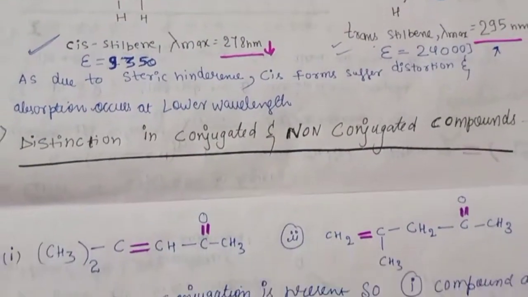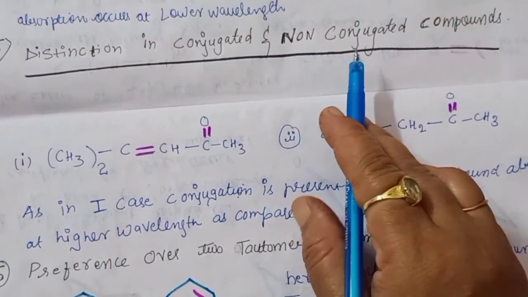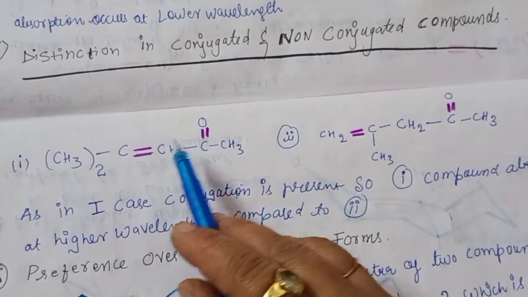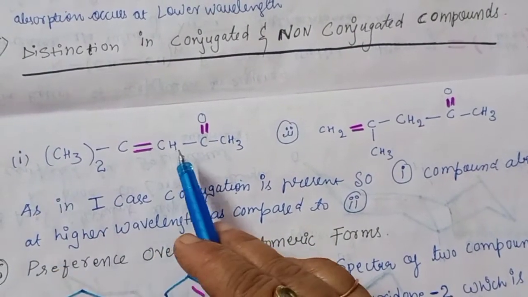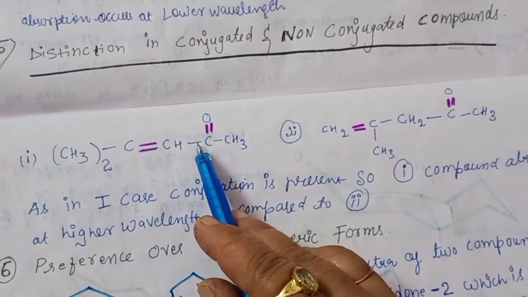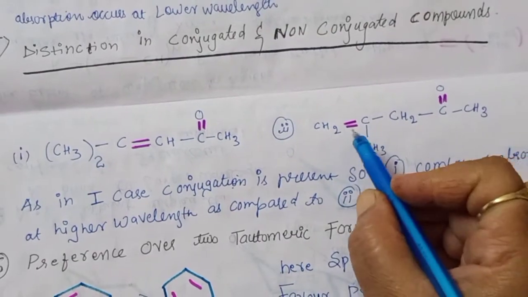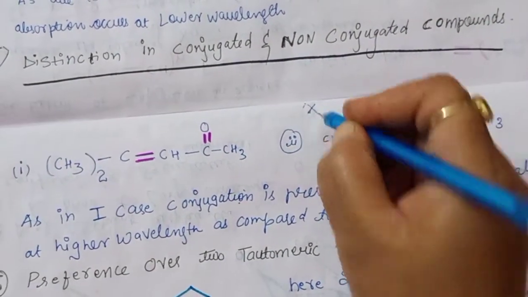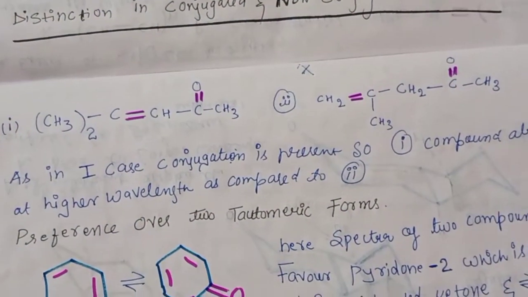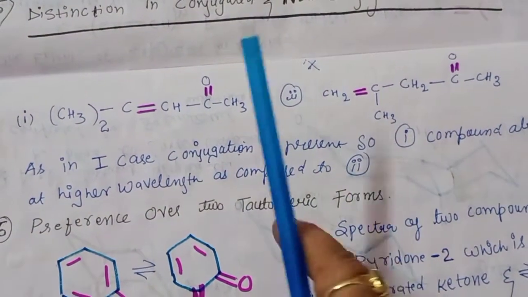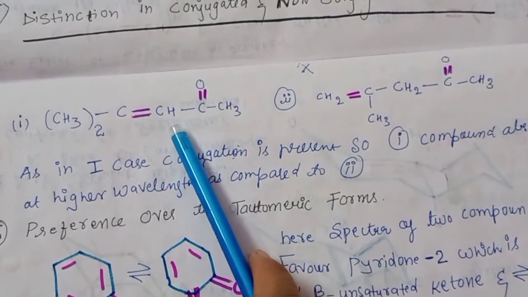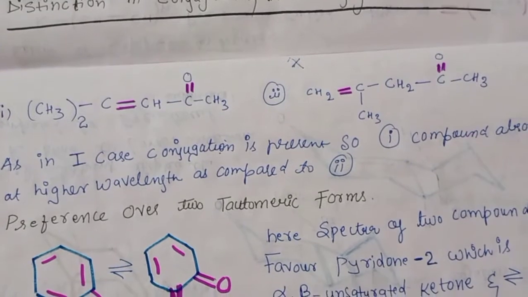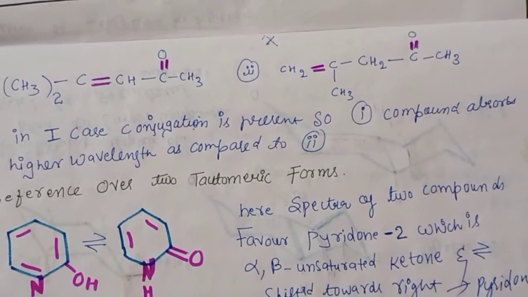Then next is the distinction between conjugated and non-conjugated compounds. So we know that conjugation means alternate single and double bonds. You can see in this first compound there is conjugation: double bond, single bond, double bond. In this compound, the double bond and single bond show that it lacks conjugation. So when we take the UV spectrum of these compounds, for the first case, as conjugation is present, it will absorb at the higher wavelength. So you can easily compare the first and the second compounds.